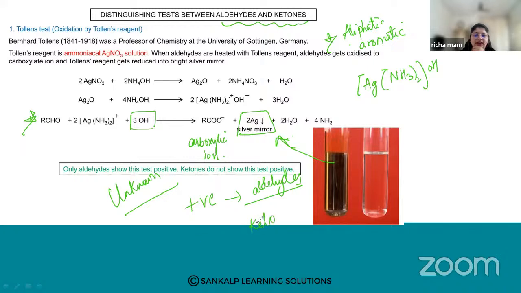Ketones do not react with Tollens reagent. It will not react, so the result will be like this. Ketones will not react. Aldehydes will give you the silver color test. Is it clear?